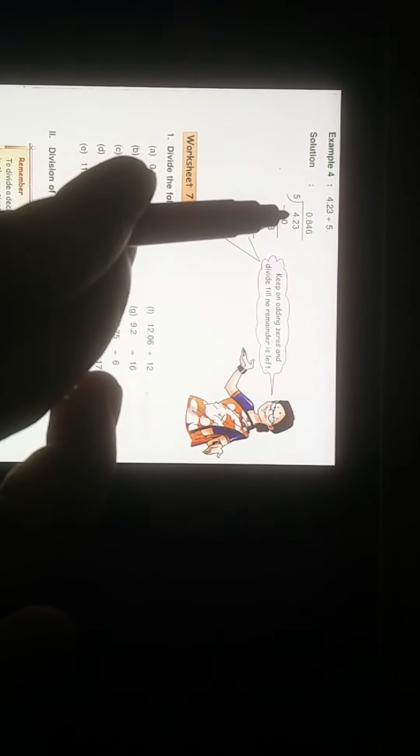Here 4.23 is divided by 5. So the first number is less than the divisor. So we put the decimal here and now take it as a whole number and we divide it. But here we keep on dividing till we get remainder 0 by adding zeros to the remainder.